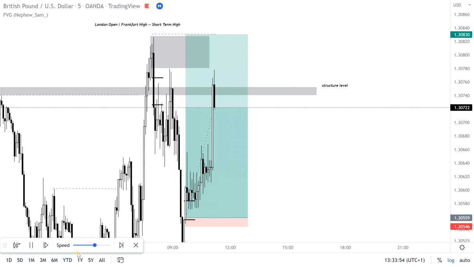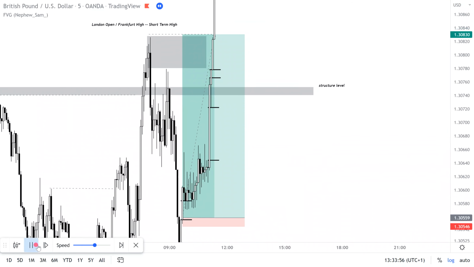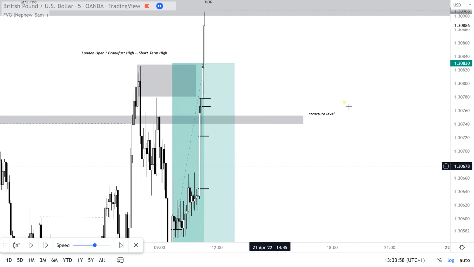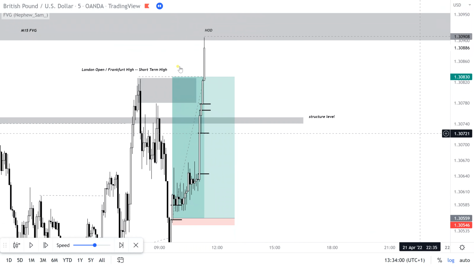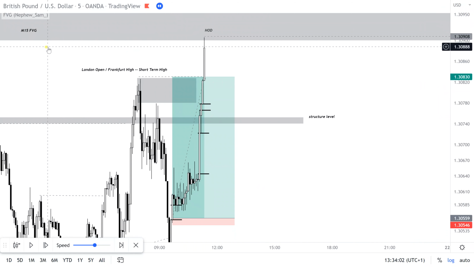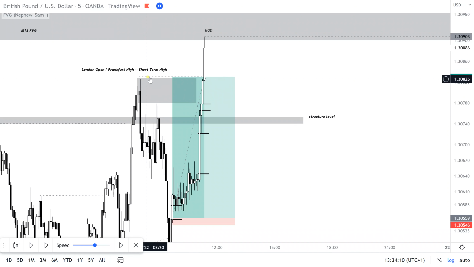And let's just see how it unfolds. And there you go. A very quick trade up to an M15 FVG. So this is actually a trade, we're going to call it trading level later on. So after a key level's wiped, we also need a trading level. It could be a supply and demand zone or a fair value gap.